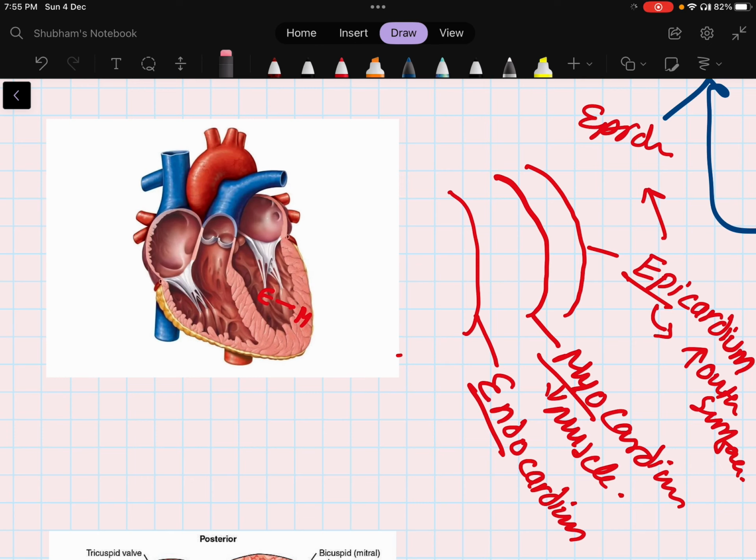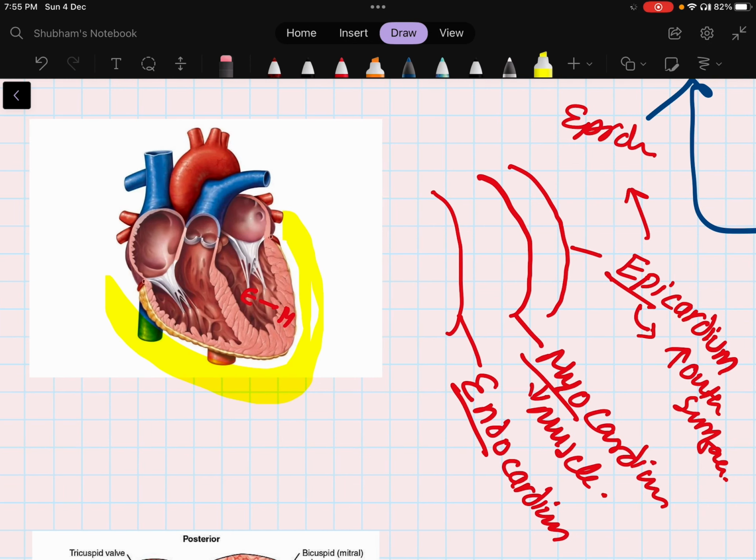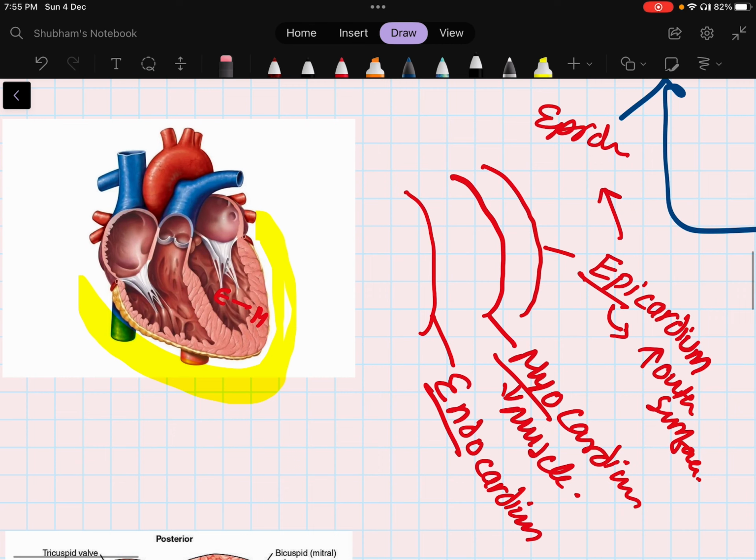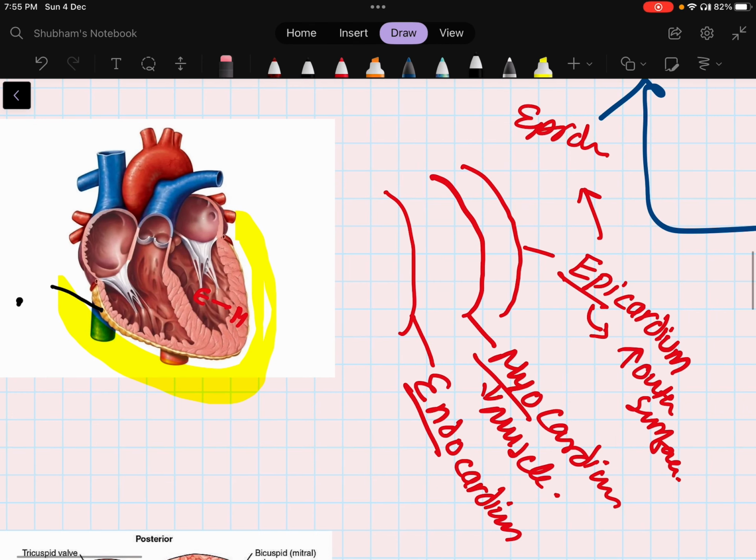But our entire heart is enclosed in a sac around it. This yellow surface, this part, is known as the pericardium.